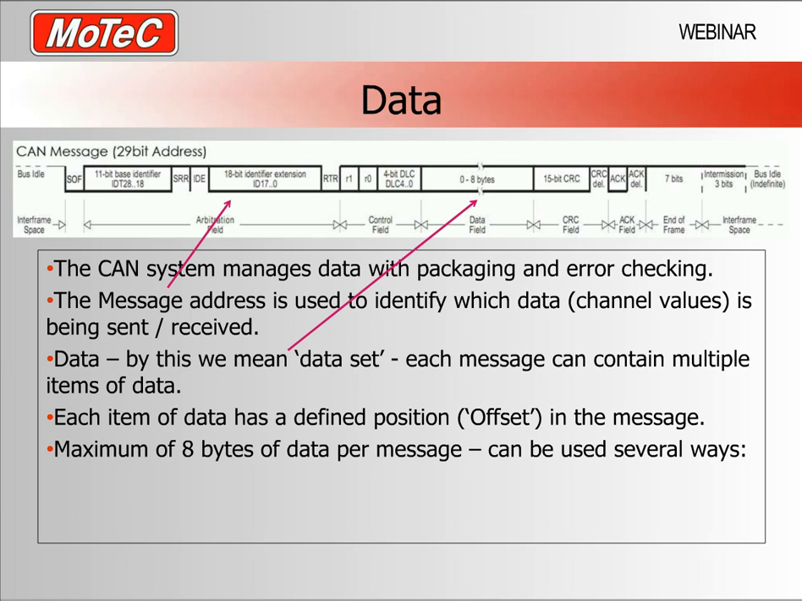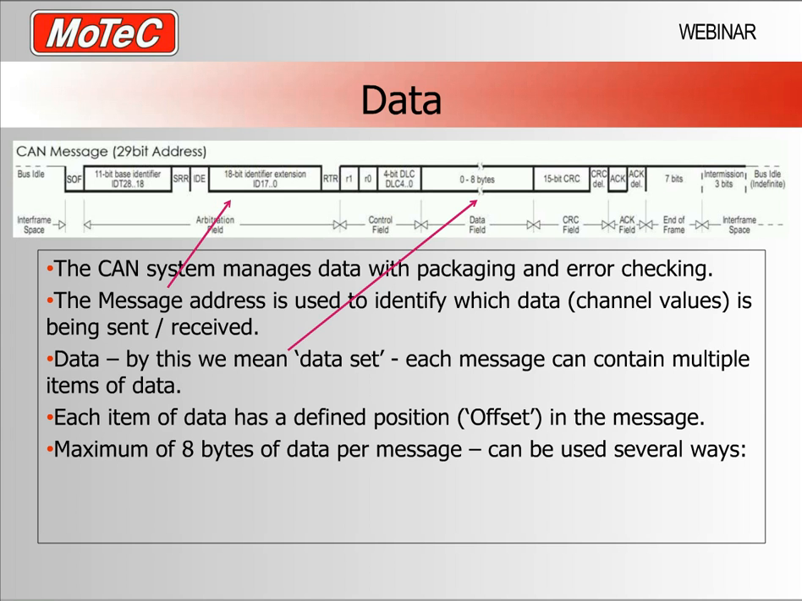Now, what we're seeing there is a message address which may be either 11 bits or 29 bits. And again, we can use these things either way, it doesn't really matter. And then we have 8 bytes of data. What you can see there is actually a set of data. It can be anything from 0 to 8 bytes. And so normally we refer to data, but what we refer to is a data set, because you can have multiple channels, for example, all in the same CAN message.